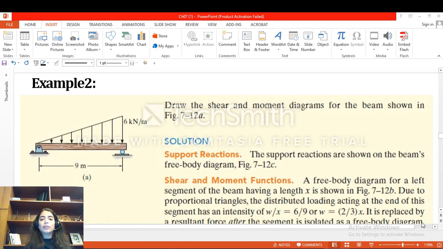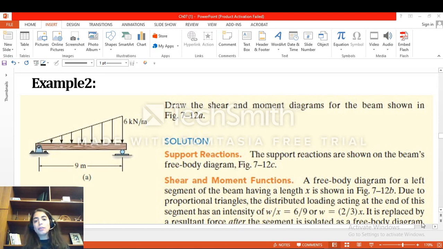Now, guys, I want to solve the second problem in the slides, and in this case, I have a distributed load. So what happens if I have a distributed load? How can I draw the shear diagram and the moment diagram? Let's see. Here in this example, I have a triangular load applied on a simply supported beam. So I have a pin and a roller at the second end, and the intensity of this triangular shape is 6 kilonewton per meter.